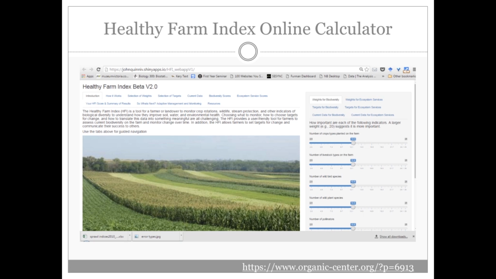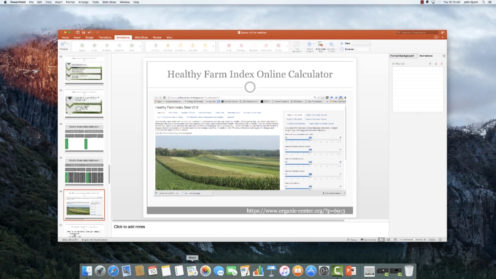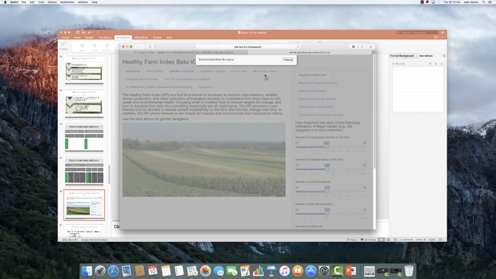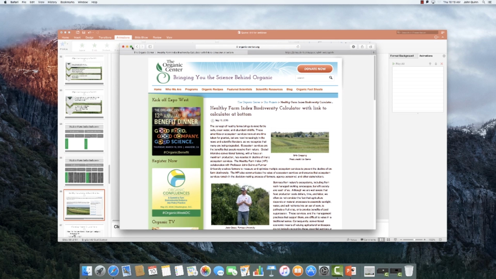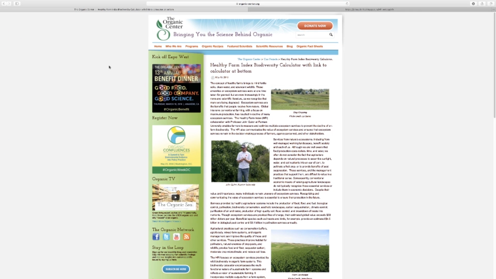So what I want to do here is switch from the PowerPoint slides and actually go to the web version of the tool. The Healthy Farm Index calculator can be found at this website on the bottom for the Organic Center. And I will open that here. And this is the main homepage for the Healthy Farm Index Biodiversity Calculator on the Organic Center's website.